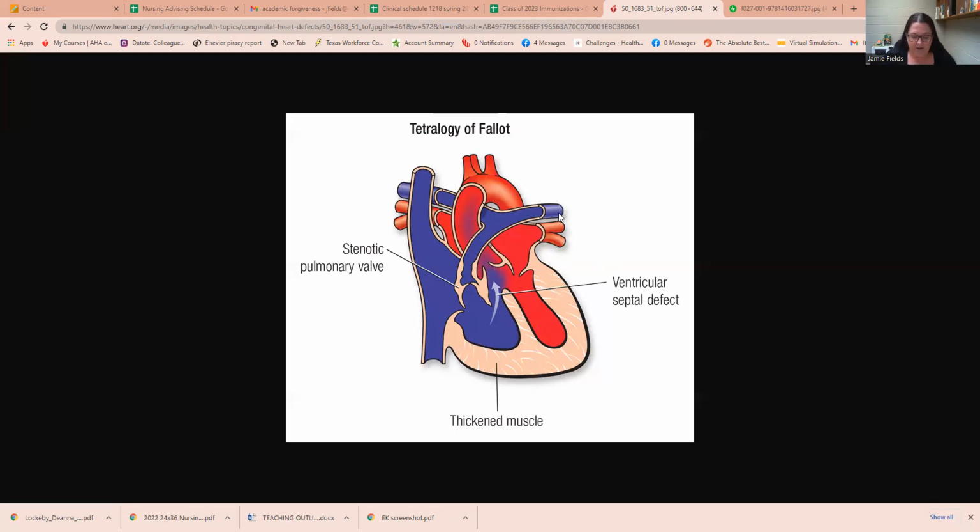Okay, we're going to move on and talk about tricuspid atresia, but I want you to pause and take just a few minutes to go back over Tetralogy of Fallot. How do you remember this is the one with 4 different things wrong? Tetra is 4, okay? So Tetralogy of Fallot is 4 different defects.